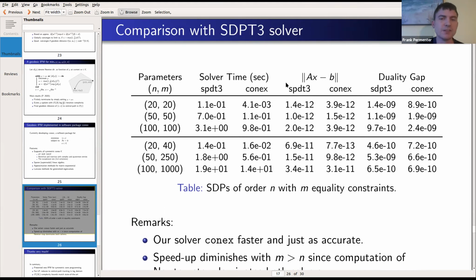What this sea of numbers is indicating is that our solver is just as accurate and quite a bit faster. So much faster when the number of equality constraints for these random SDPs is small compared to the order of the matrices. That's what we see by comparing these columns up here. This speed up advantage diminishes as the number of equality constraints increases. The reason for that is both solvers are essentially doing the same amount of work solving for their Newton direction. Okay, I'll talk more about this in the software demo on Thursday.